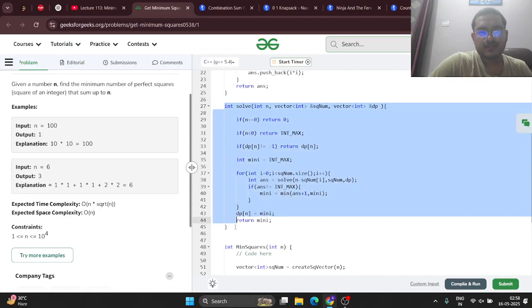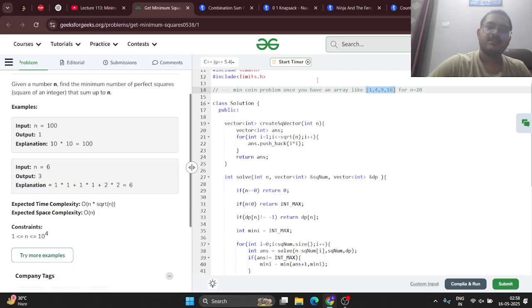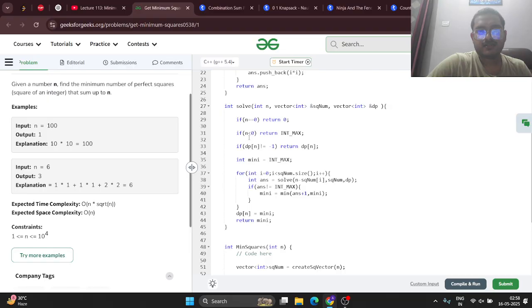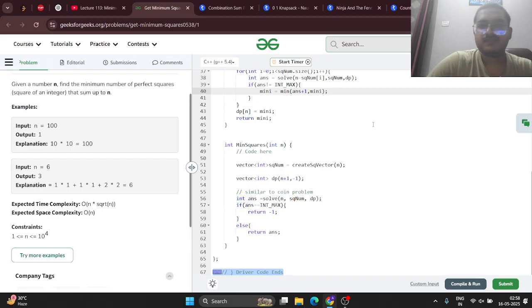With this we just created this kind of vector, squares of each number. Okay, and this, 0 and max, and we traversed, got min. Okay, so that's it for today.